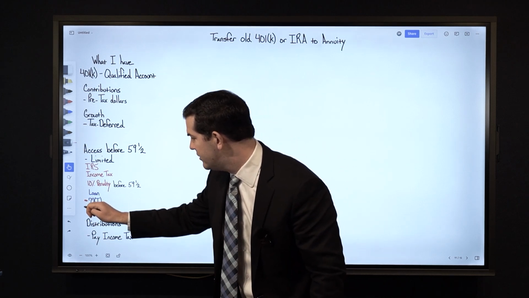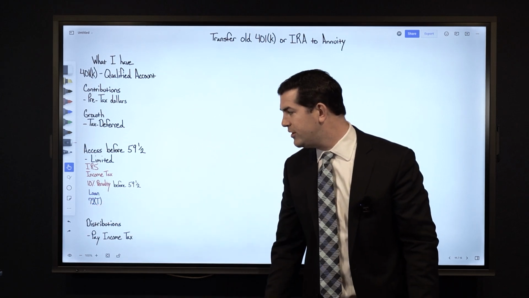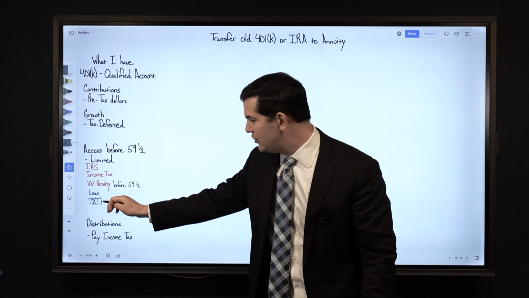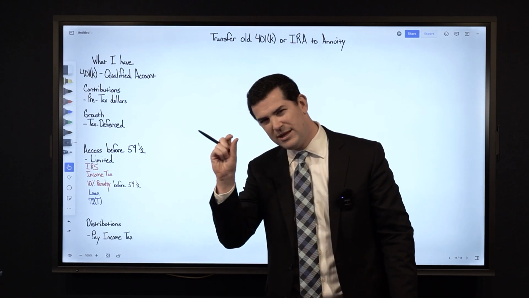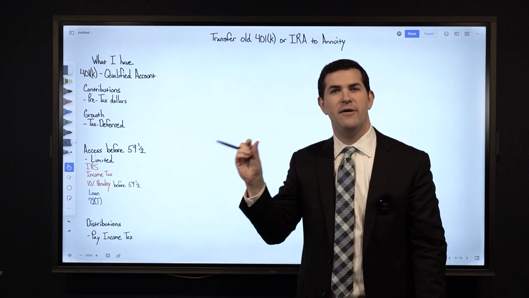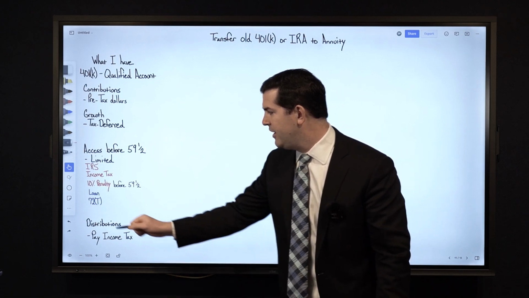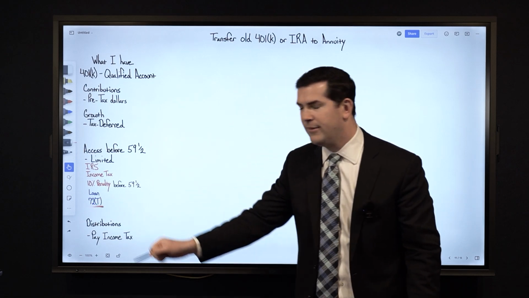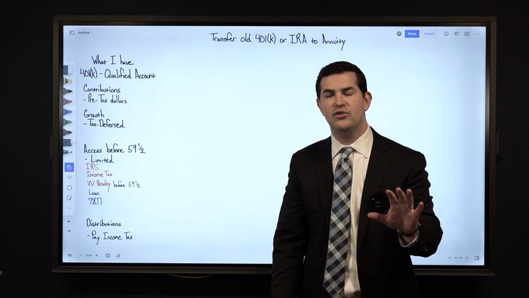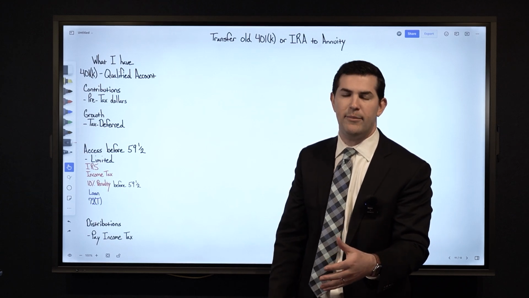And then the second method is a 72T. Now this is an option that allows you to access typically a small amount of money from a 401k before age 59 and a half. It usually gives you a level payment for a period of 5 years, and the calculation can be complex.